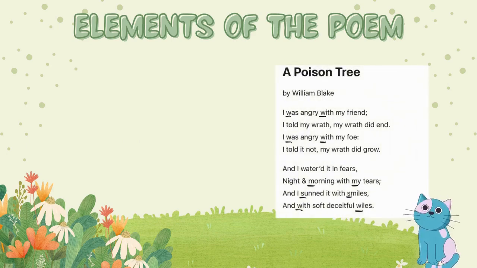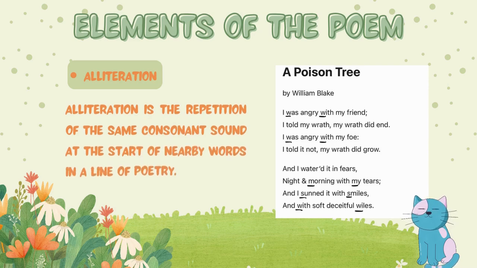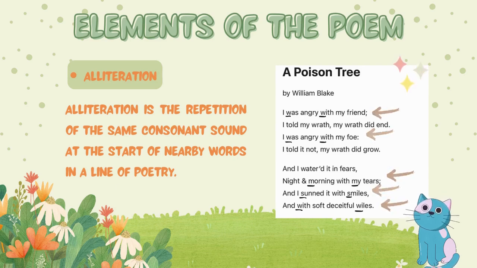Next, let's talk about alliteration, which is the repetition of the same consonant sound at the beginning of nearby words. It creates a rhythmic, melodic effect and draws attention to important sounds in the poem. Here are some examples from "A Poison Tree." Let's talk about the 7th line. The repetition of sounds like the S in "sun" and "smiles" makes the poem sound more musical and emphasizes key emotions.